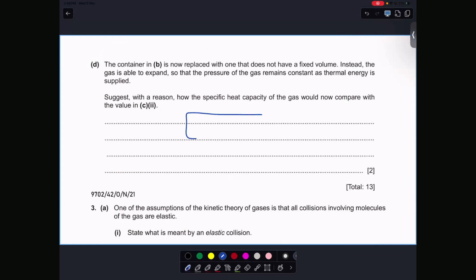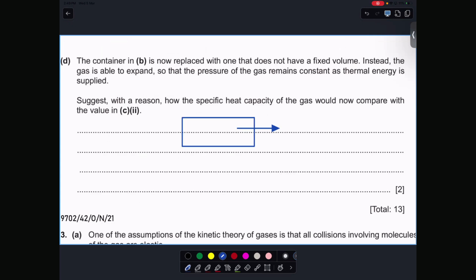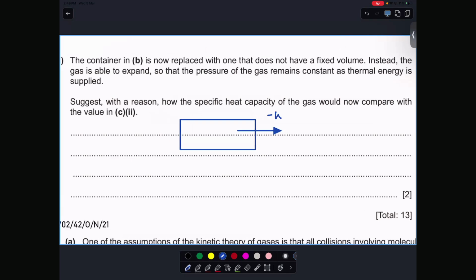Right. I mean to draw করে দেখে সবাই দেখো কোশ্চেনটাকে বুঝাই তোমাদেরকে. So container is now replaced with one that does not have a fixed volume and the gas is able to expand. Do you know what happens when a gas expands? Yeah, it's work done on the system or against the, like by the system, right? So you can say it's losing energy, right? So এখানে কিন্তু work done এর জন্য minus কি হবে, W, okay, because it's giving energy away from the system.